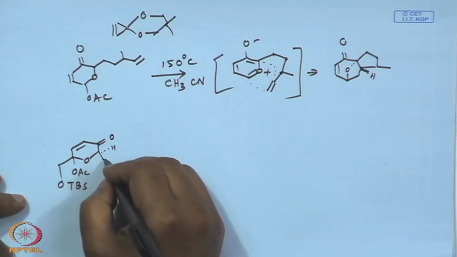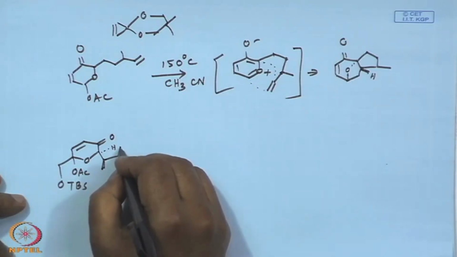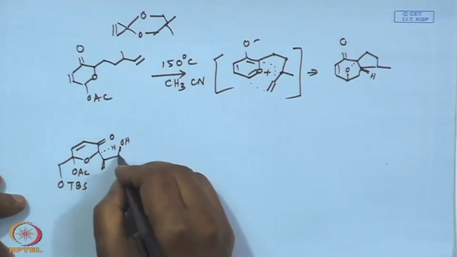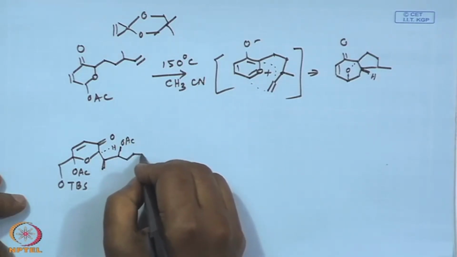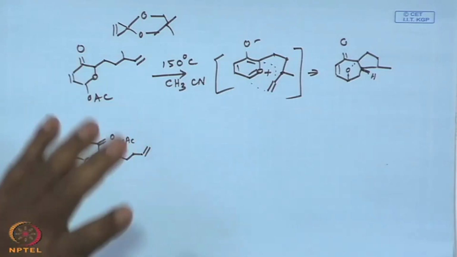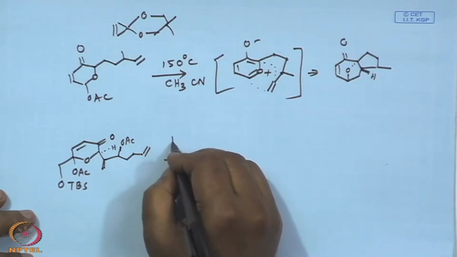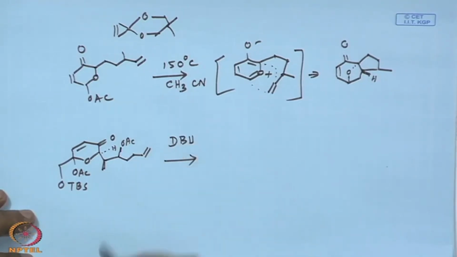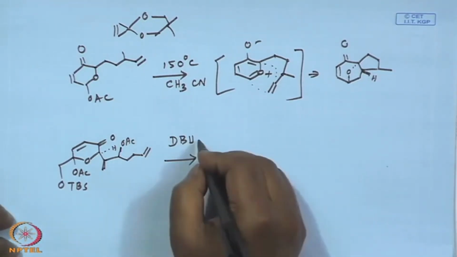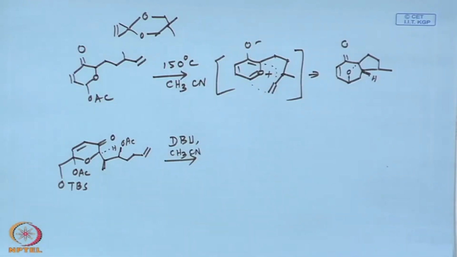Then you have a defined stereochemistry here at this alpha position, then a substituent with a methyl group, then acetate here, and acetate here, and then you have a homoallylic part. So, you have a nice complex substrate. Now, if you just treat this with DBU, diazabicycloundecene, and the solvent is acetonitrile.